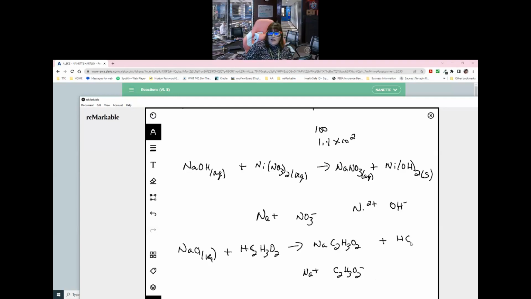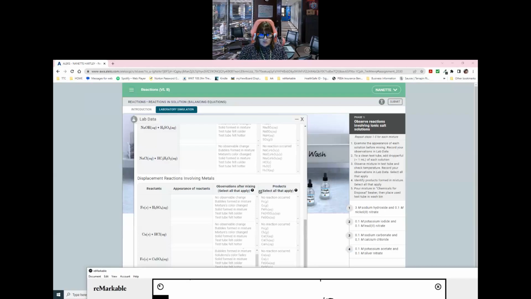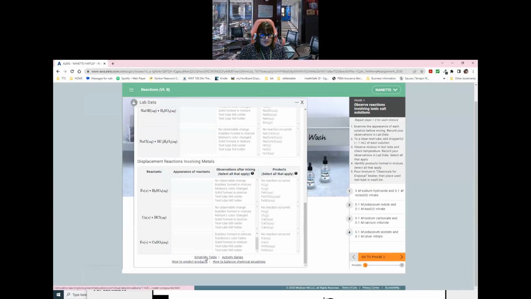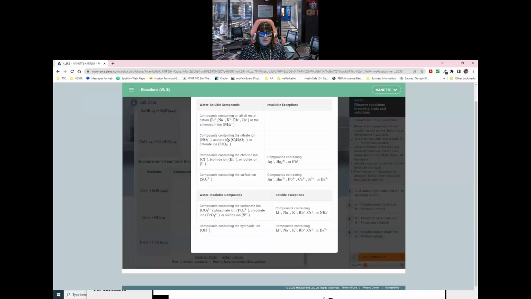Going with the Cl. And then I can look at my solubility tables to see if everything's going to be soluble. So again, looking at my solubility tables, I know that chlorides are soluble unless they're with these. So that HCl is definitely soluble.